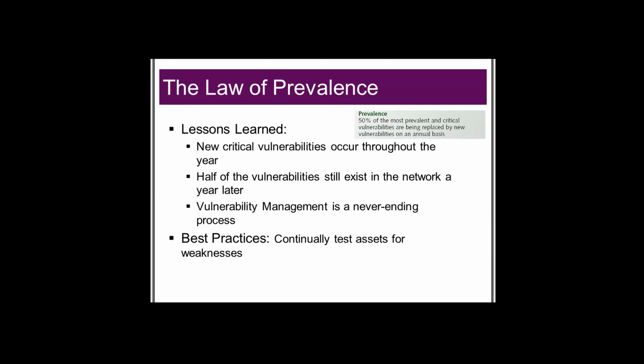All right? The next one is the law of prevalence. 50% of the most prevalent and critical vulnerabilities are replaced by new vulnerabilities on an annual basis. So what does that mean? We need to do certain things. First, new critical vulnerabilities occur throughout the year. If you leave these undetected and unpatched, new vulnerabilities can undo all the hard work that your security team has done over that year. So you have to be diligent and vigilant, and adjust your assessment cycles according to the value of the network resources that you need to protect.